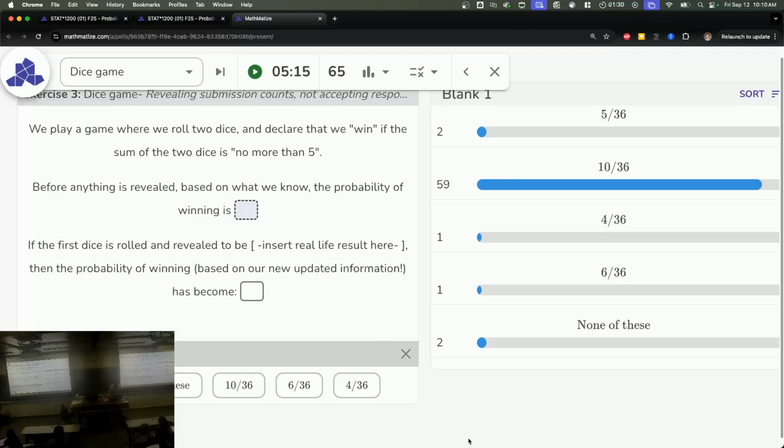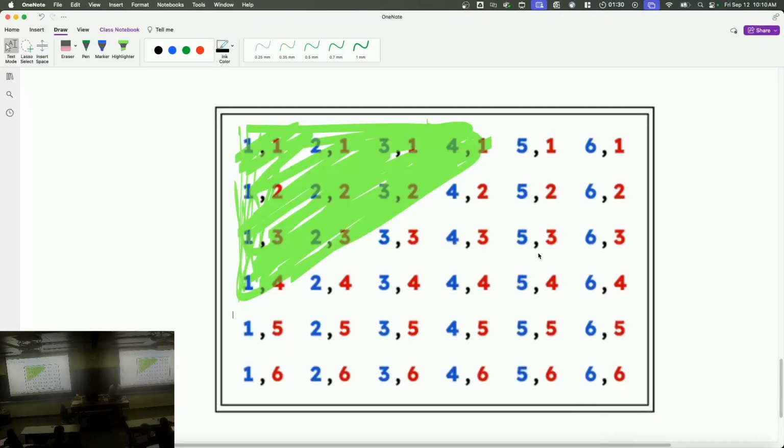I have drawn this on our probability space. The probability space, like we've done for the last few classes, is all the possible combinations of two numbers 1 to 6. And here, colored in green, is the event that we win.